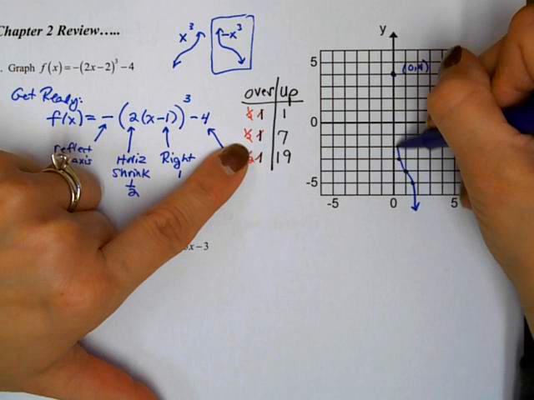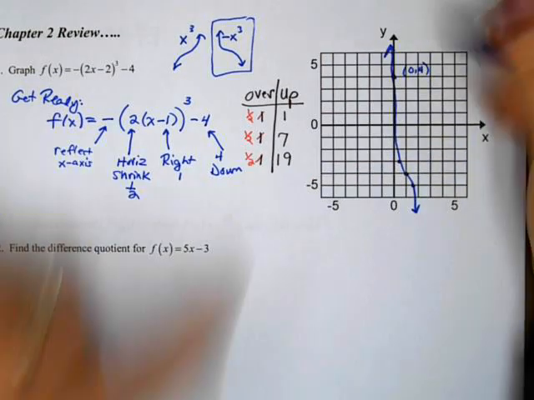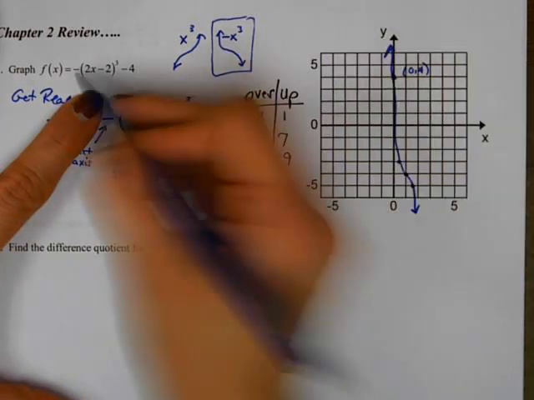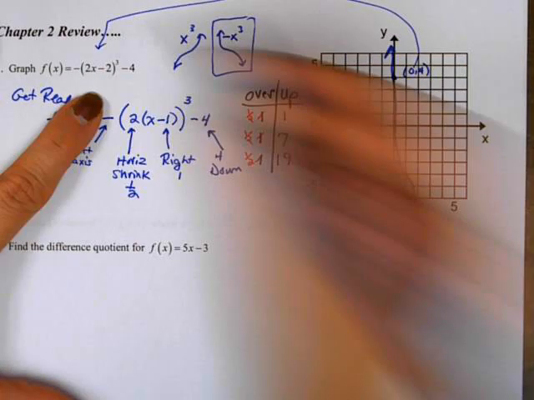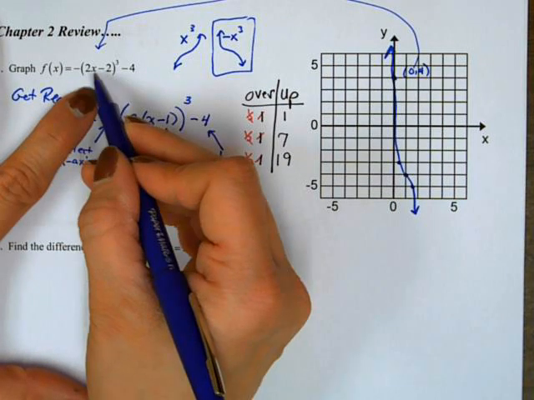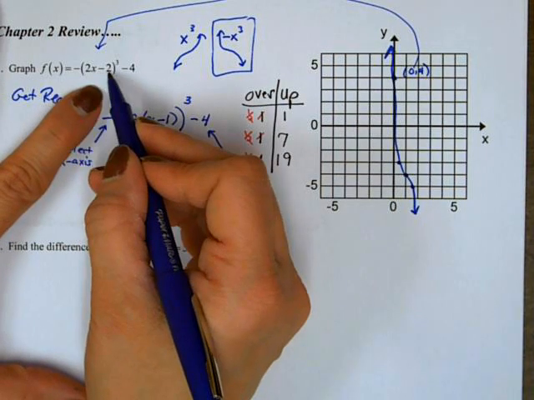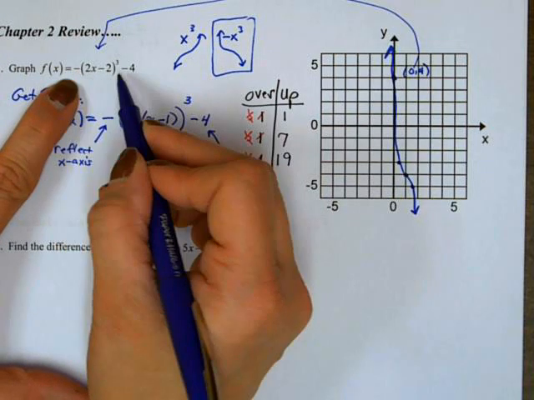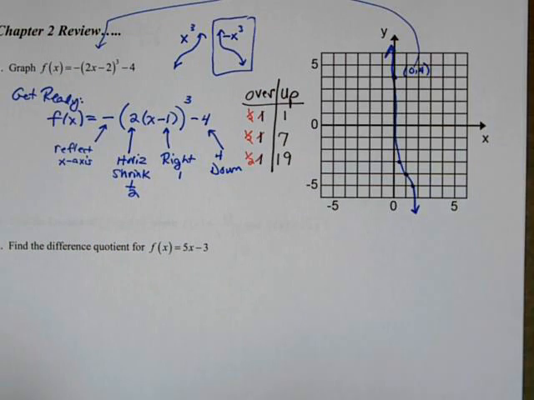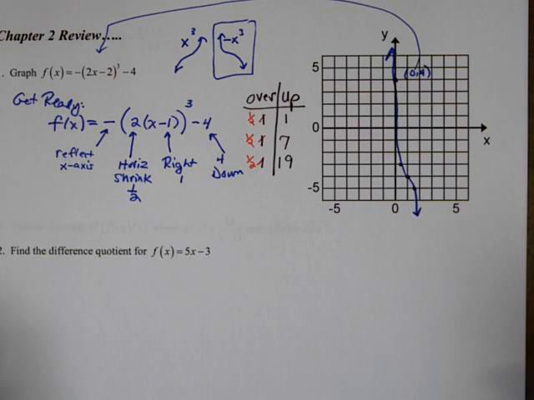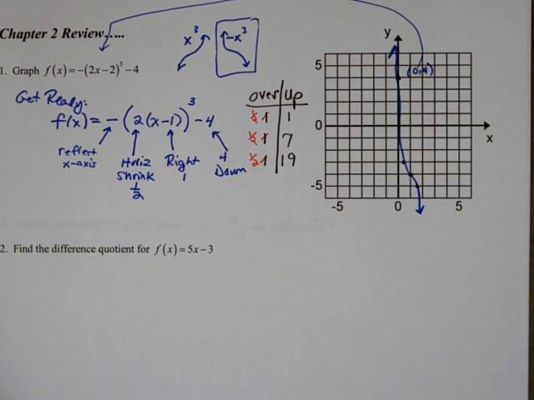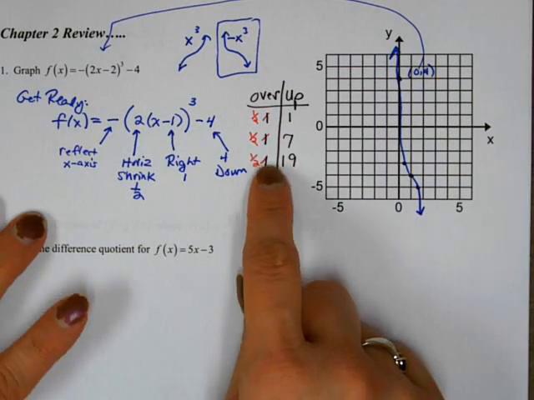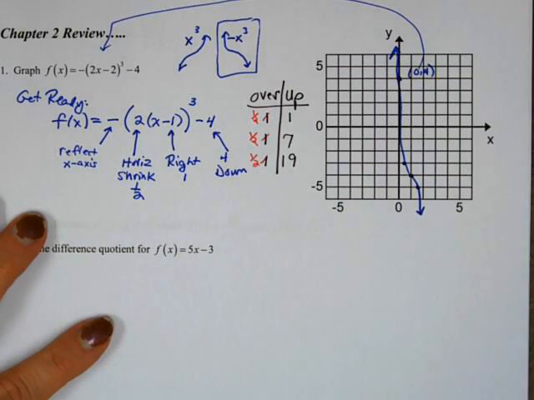0, 4. Is there any way to check to see if that is the correct point? You can take this point and plug it back into the original equation. 2 times 0 minus 2 is negative 2 cubed is negative 8. That turns into a positive 8, minus 4. It works. Always plug it into the original equation to see if you got it right. Make sure you look at the growth charts for parabola, absolute value, and the square root.